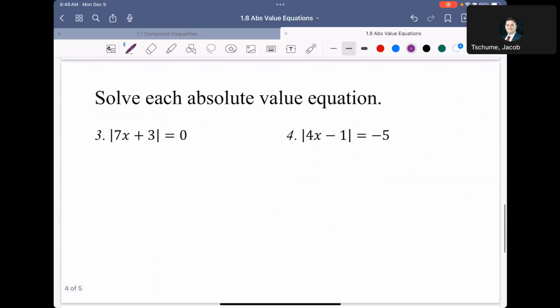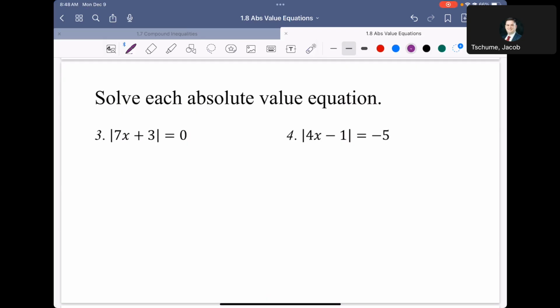What I want to show you now is a couple of weird examples that you might run into, and you need to make sure you know how to handle those. So let's look at number 3. You have the absolute value of 7x plus 3 is equal to 0. Well, by our rule, you need to get the absolute value by itself on one side and the number on the other. This time, though, the number is 0. It's not a positive number.